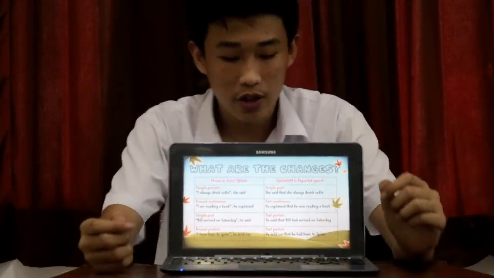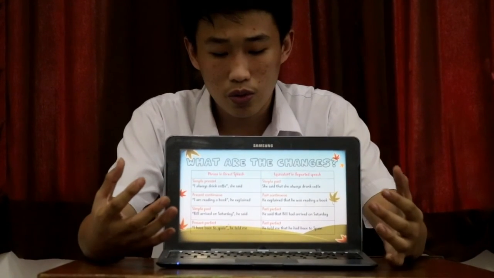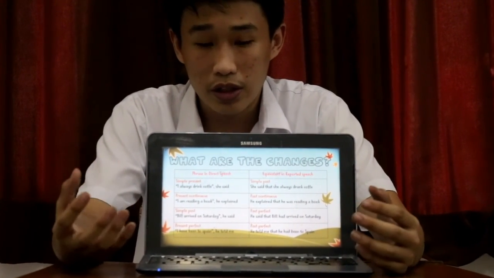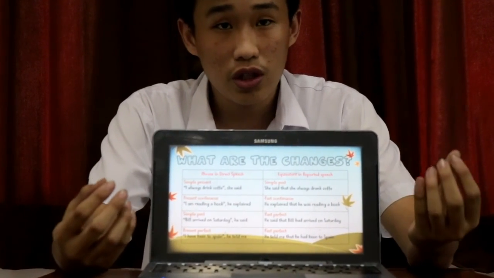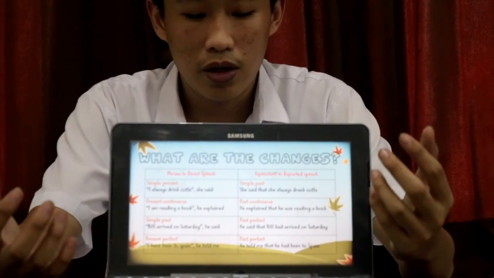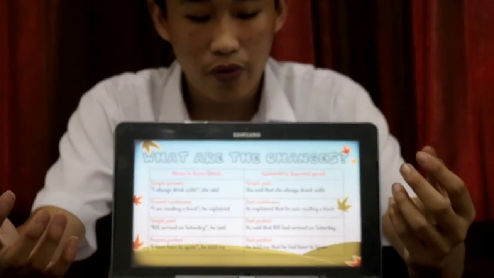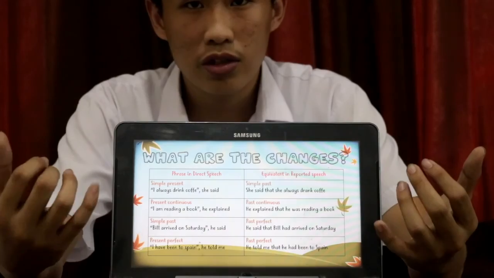So what are the changes? Well, if we use simple present in direct speech, it will be changed to simple past in reported speech. If we use present continuous, it will be changed to past continuous. If we use simple past, it will be changed to past perfect. And if we use present perfect, it will be changed to past perfect.